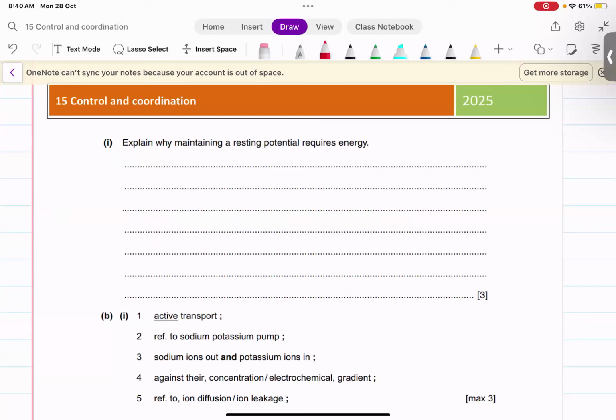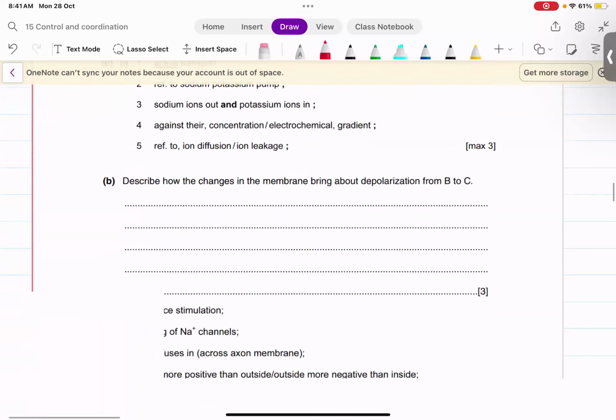Explain why maintaining resting potential requires energy. Obviously, as we discussed, maintaining resting potential moves the ions against the concentration gradient, which is active transport. So for moving sodium ions out of the cell against the concentration gradient and potassium ions into the cell against the concentration gradient, energy is needed, as it is active transport. So ATP is used in this process.